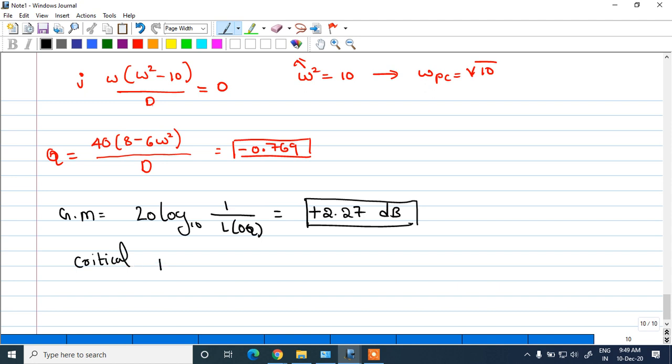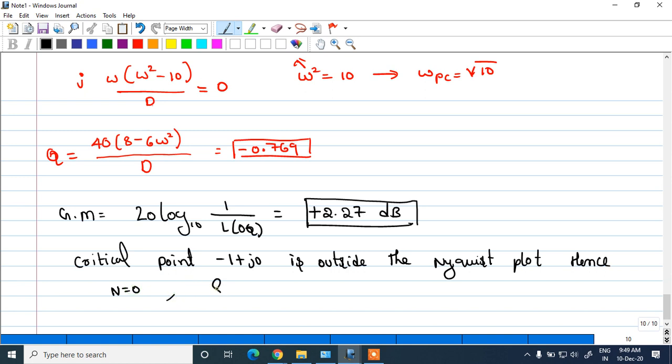And you can make a comment that the critical point, that is minus 1 plus j0, is outside the Nyquist plot, hence N is equal to 0, system is stable.